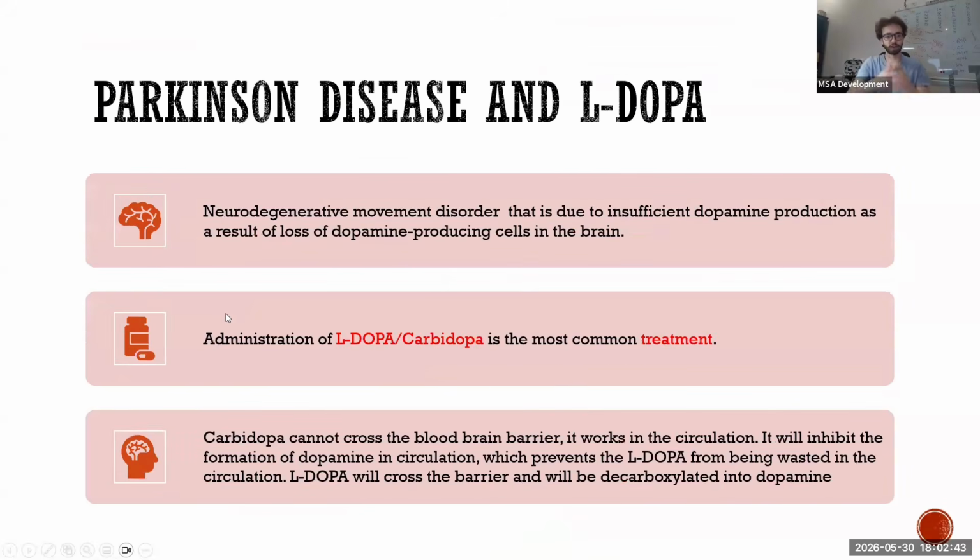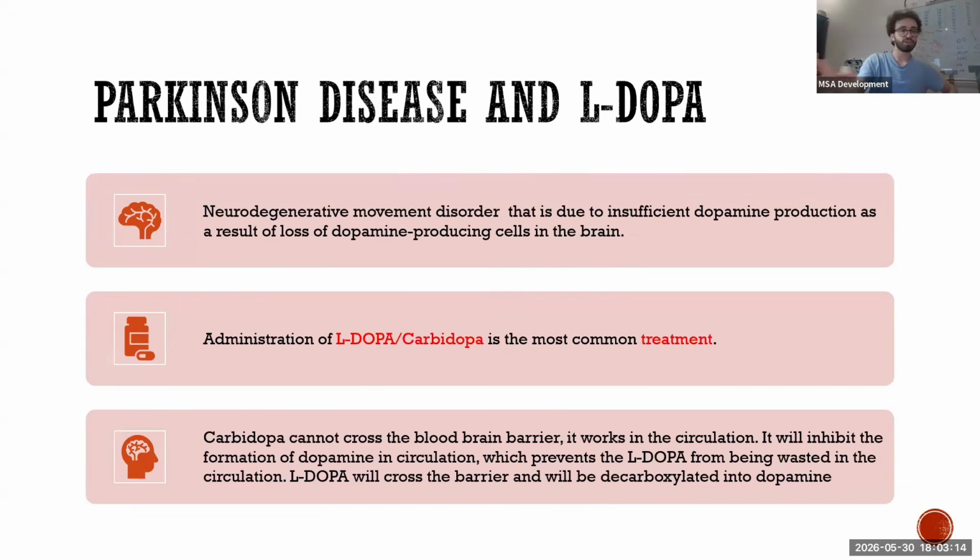Here is the reason. The reason is, guys, L-DOPA can be converted in the brain where we need it and in the body, the circulation. We don't want it to be converted in the circulation. We don't want dopamine to be in the circulation. We want it in the brain. So we give carbidopa because carbidopa will inhibit L-DOPA from becoming dopamine. But here's the catch. Carbidopa does not cross the blood-brain barrier. So L-DOPA will be inhibited by carbidopa until it gets to the brain.